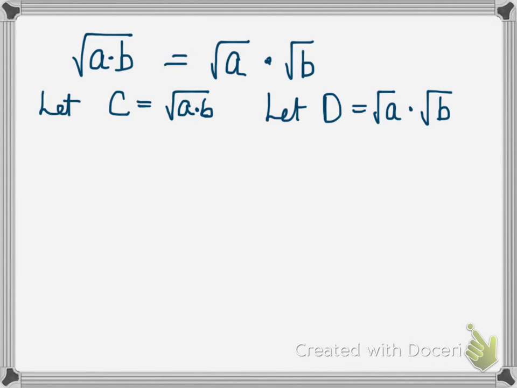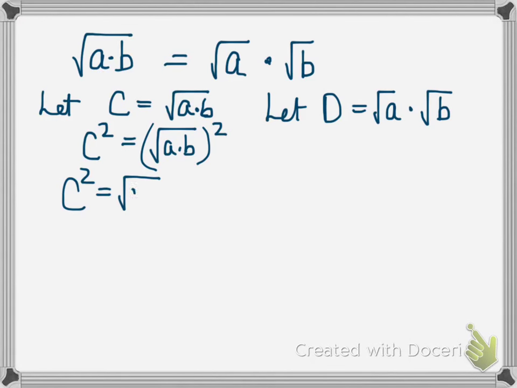So I've defined C as the square root of a times b, and D as the other side of that equation. I'm going to square C. If I square C, C squared, I can square both sides of this equation, right? C squared is equal to the square root of a times b, squared. So C squared is equal to the square root of a times b times the square root of a times b. I just wrote that twice, all right?